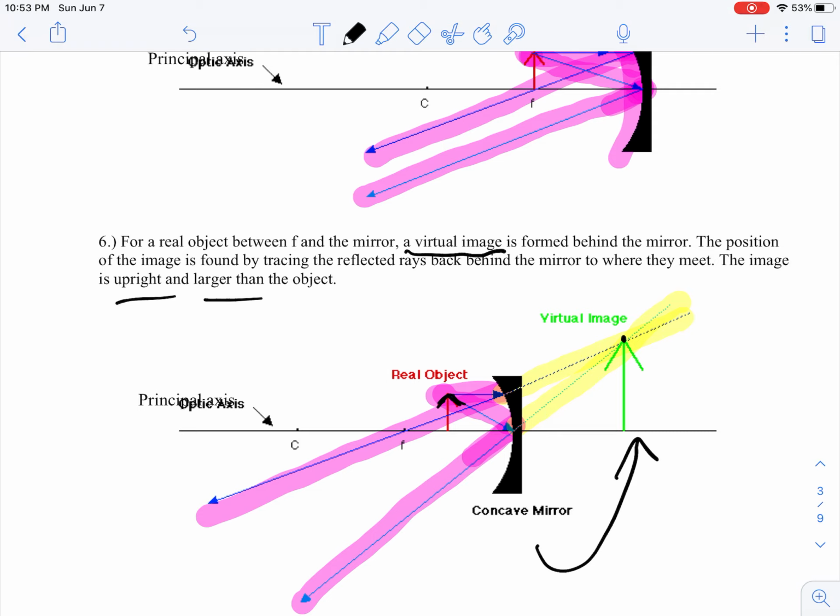So there's 6 options, 6 different types of images you can get with concave mirrors, which makes them pretty complex. So I want you to try to do the rest of these worksheets. Try and do a few ray diagrams. And then we're going to cover convex mirrors. And then I'm just going to give you a little assignment to see how you're doing with your ray diagrams. Some people find them easy, some not so much. Make sure you ask questions if you need help.